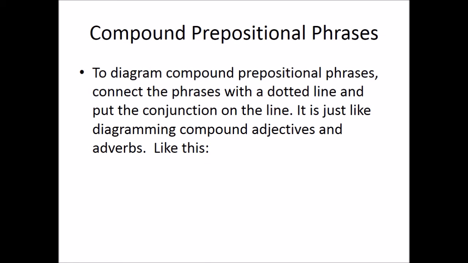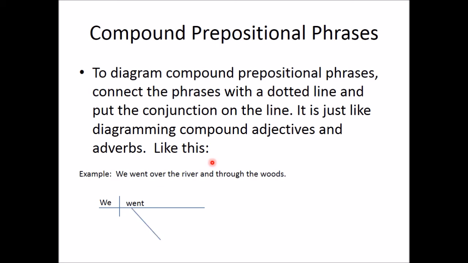So it looks like this. Here's an example. We went over the river and through the woods. So "we" is the subject, "went" is the verb, "over the river" is one prepositional phrase, "through the woods" is another prepositional phrase connected by a coordinating conjunction. So here's what that looks like. Draw your T. "We," the subject, goes on the left. "Went," the verb, goes on the right.